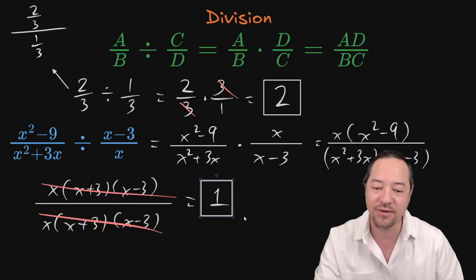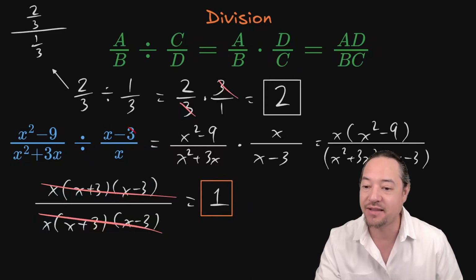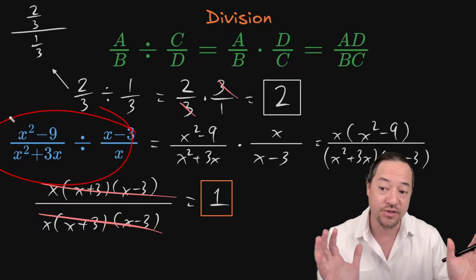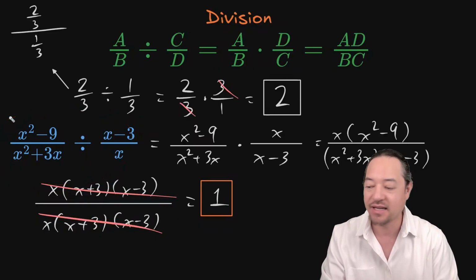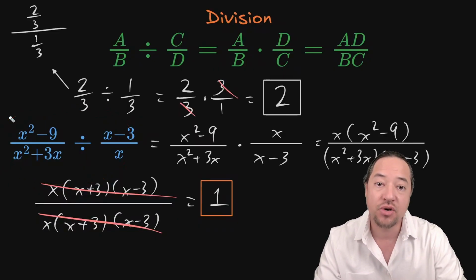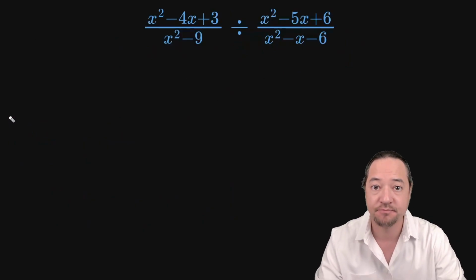Okay, so there we go. Turns out that this mess that we started with, when you divide these two together, you actually just get 1. So that's kind of a nice result. Let's try another example here.